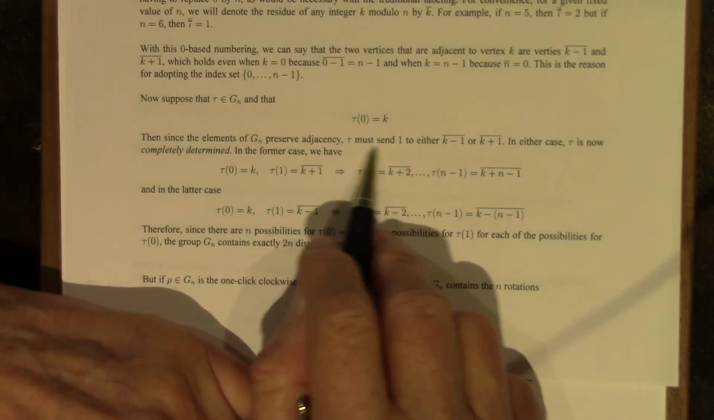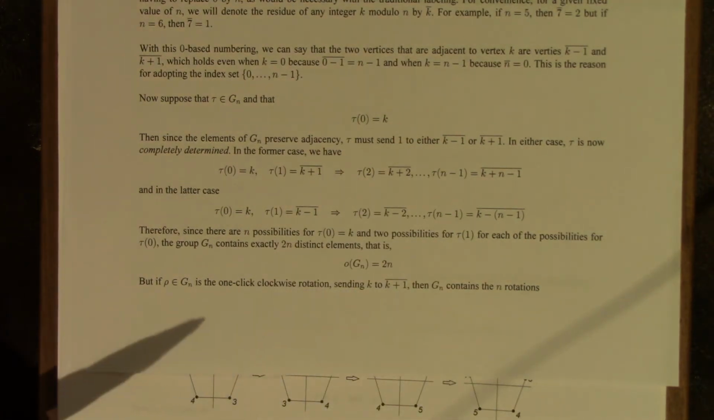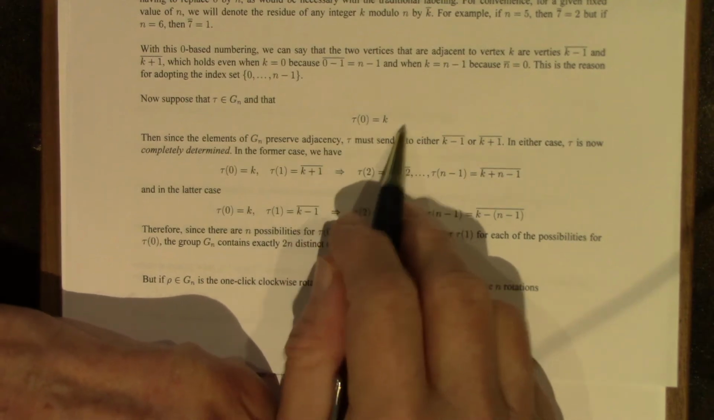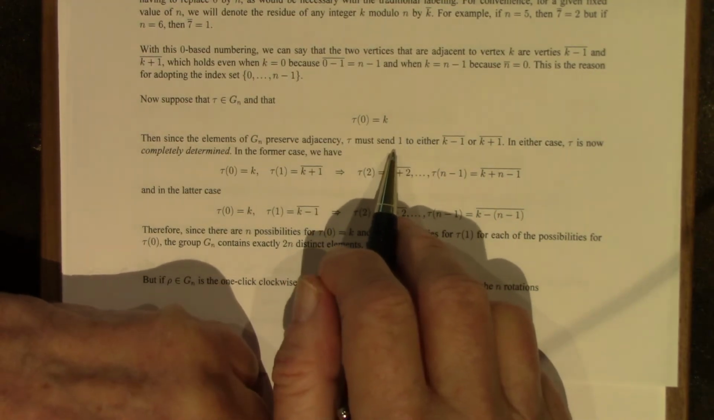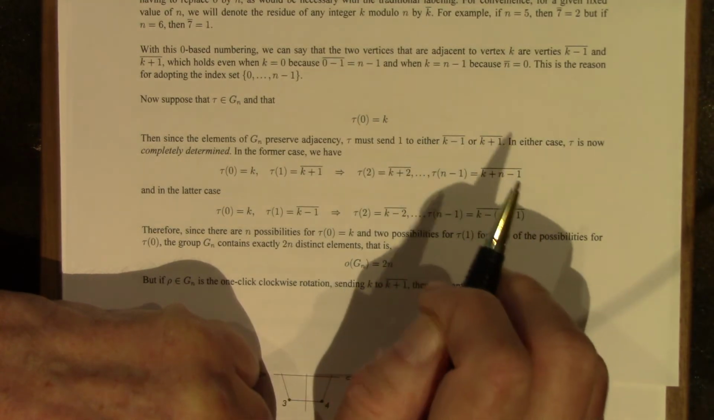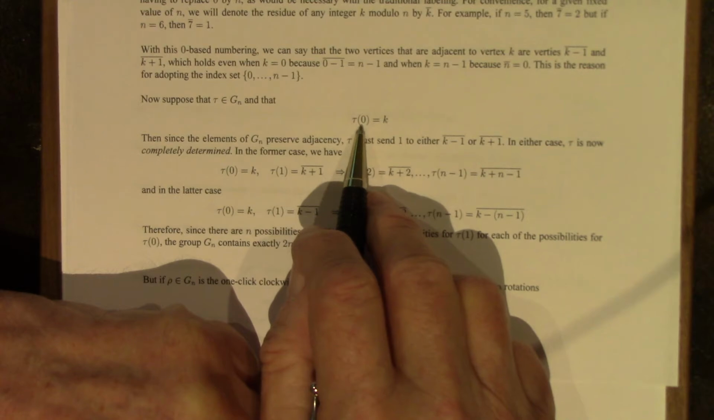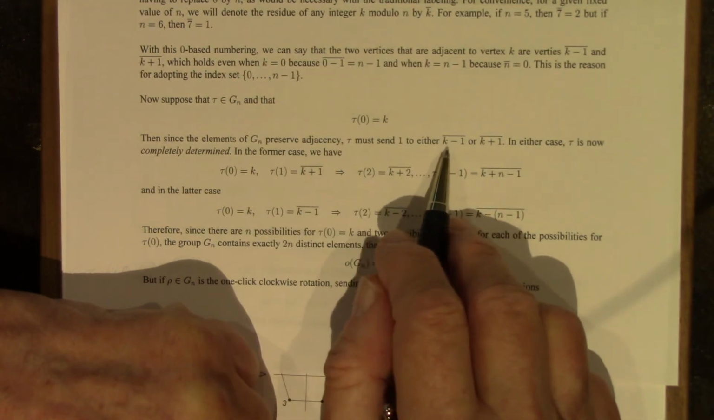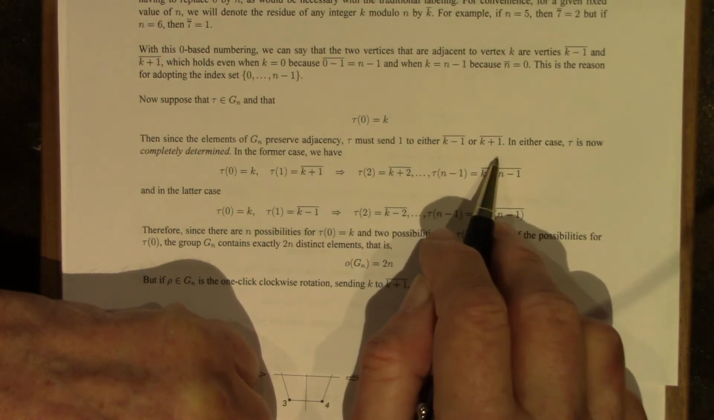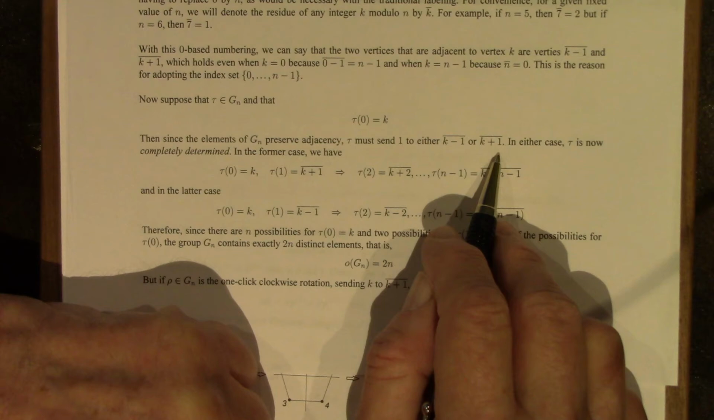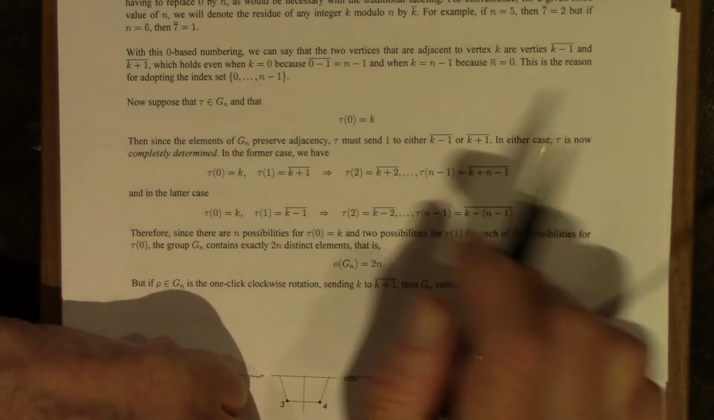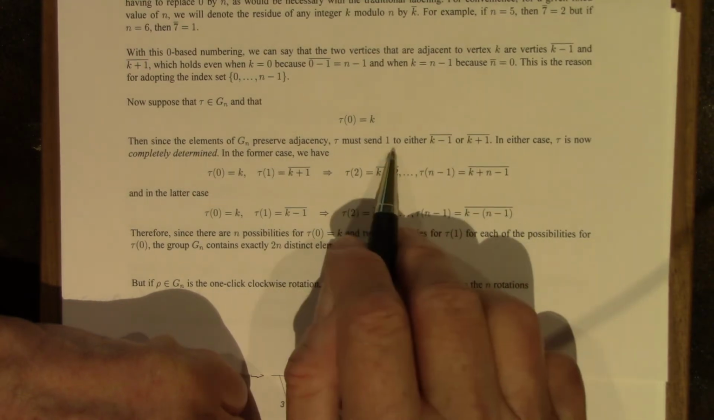And so tau has to send the vertex 1, we're assuming tau sends 0 to k, it has to send the vertex 1 to one of the vertices adjacent to k, because 1 is adjacent to 0. So it's got to send 1 to either k minus 1 bar or k plus 1 bar. And in either case, tau is completely determined by where it sends 1.